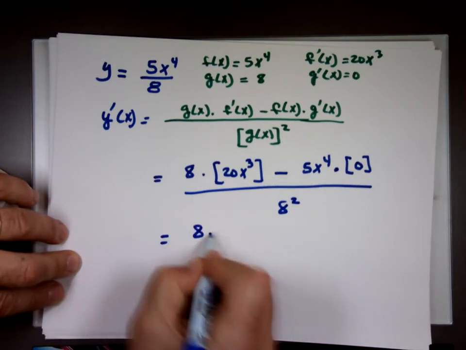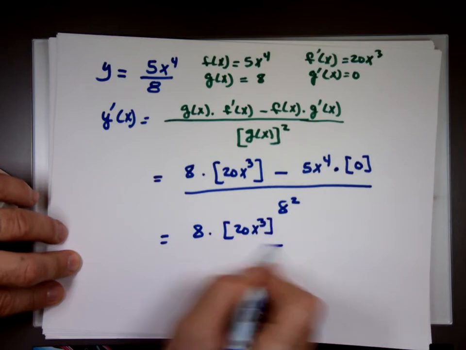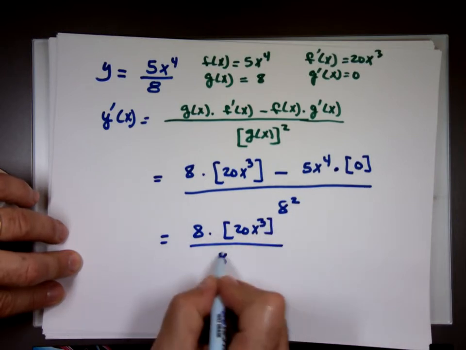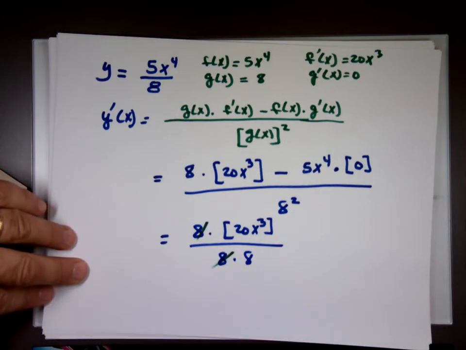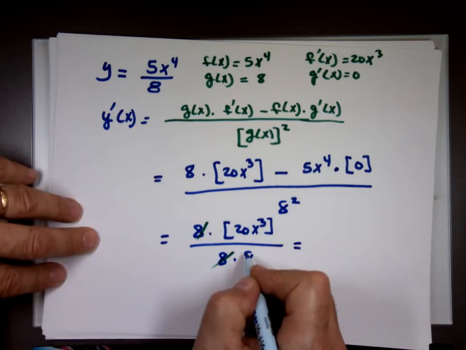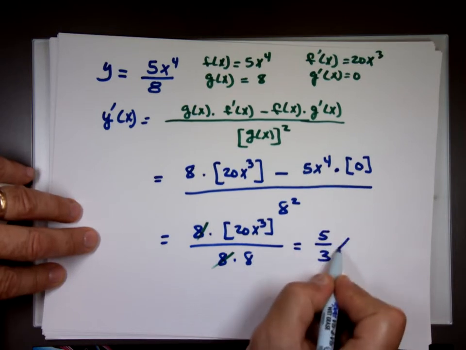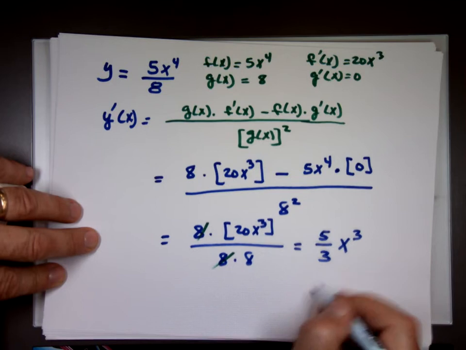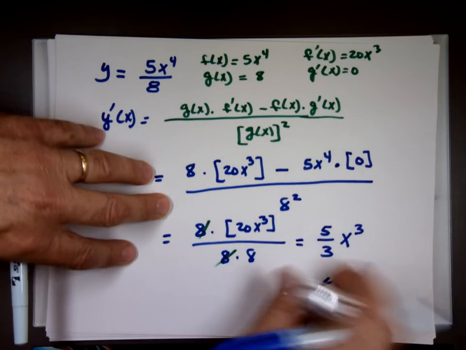That's 8 times 20x to the third. The other piece is 0 over what? The bottom, 8 times 8. Can you cancel anything? Can you simplify 20 over 8? By 4, that's what? 5 over 2 x to the third. And that is the correct answer. There's no 3 and 8 when you divide by 4. And that is the correct answer.